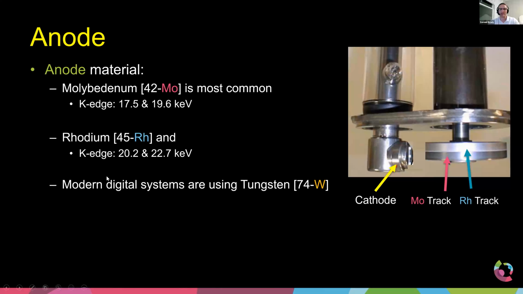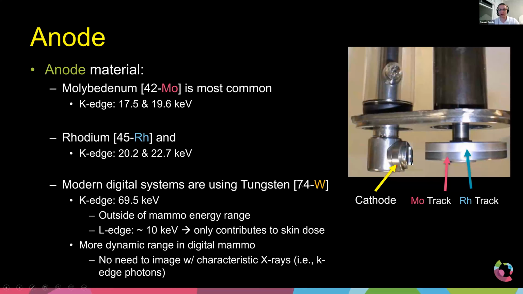And for that reason, most digital systems nowadays have moved to using a tungsten target or an anode. Tungsten, of course, has a much higher melting point, so you can use higher mA on longer, so you have less potential for damage. But the problem with that is there are no K edges. There is a K edge for tungsten at 69.5 keV, so that's way outside of the range of mammography.